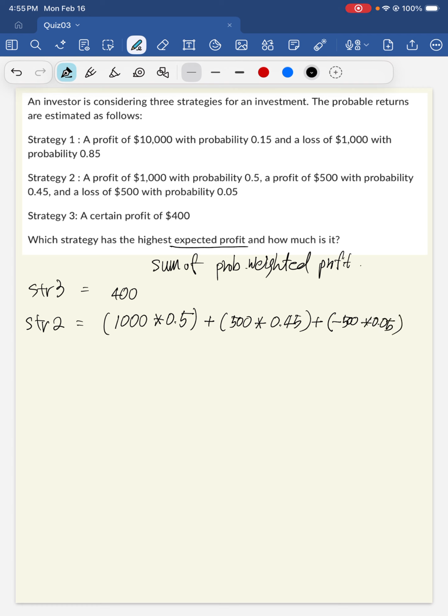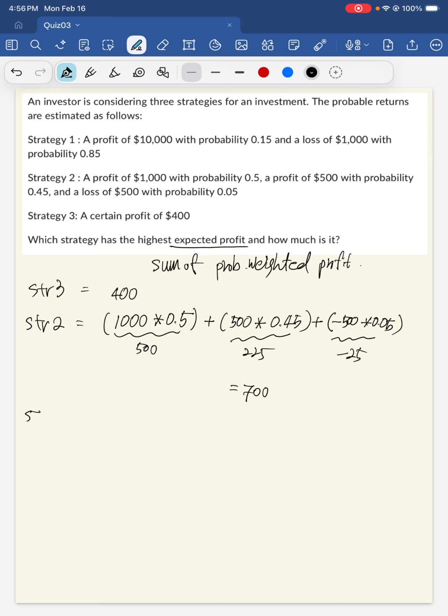Okay, so if you use the calculator, you can find it is 500. This is 225. This is minus 25. So if you add them, the sum is $700. So the second strategy returns $700 on average.